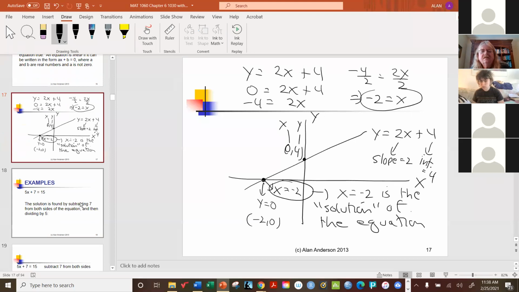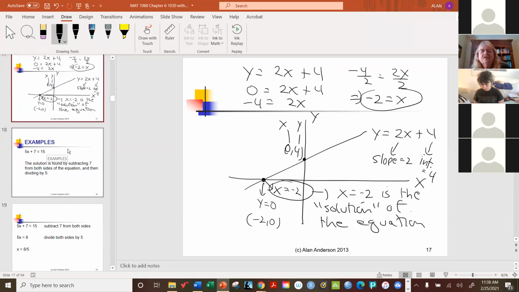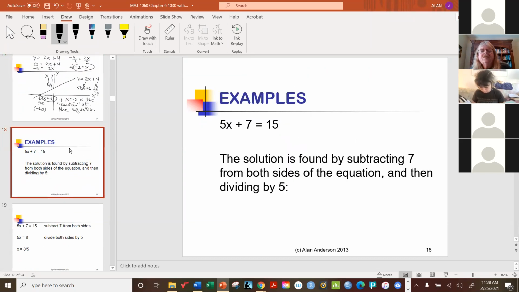All right, are we ready? How about this one? What would you do to solve for x in this case?